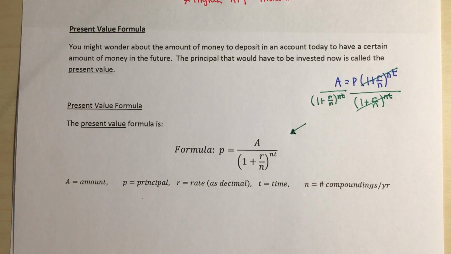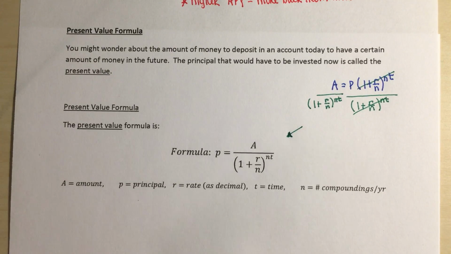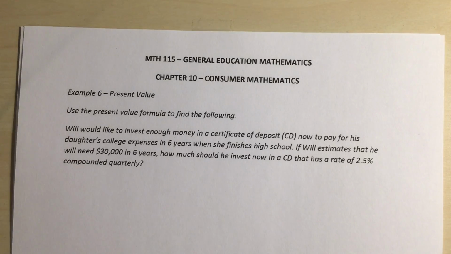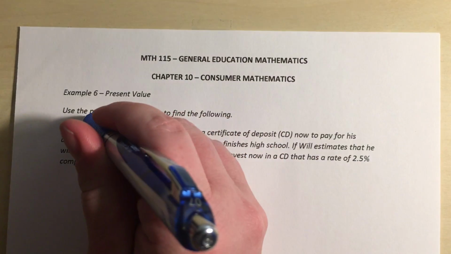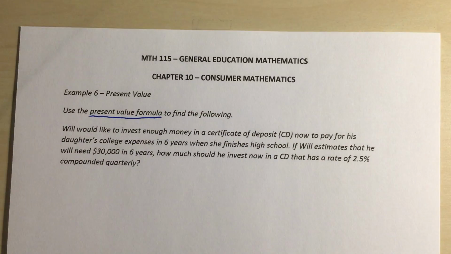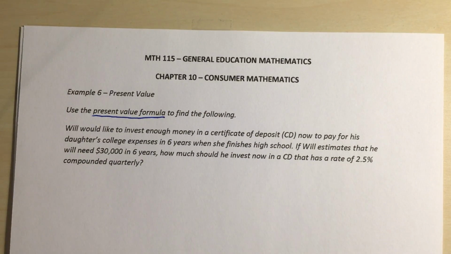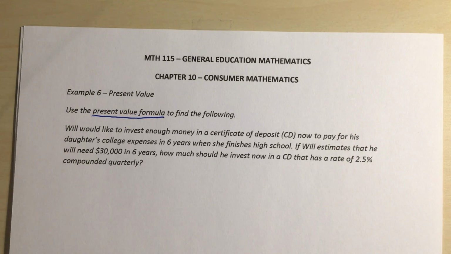Again, you don't need to memorize the formulas or how they're generated by any means. We just have to know how to use them. So in the example that we're going to look at, we'll talk about how we can use this formula. We are told to use the present value formula to find the following. Will would like to invest enough money in a certificate of deposit, CD, now to pay for his daughter's college expenses in 6 years when she finishes high school. If Will estimates that he will need $30,000 in 6 years, how much should he invest now in a CD that has a rate of 2.5% compounded quarterly?